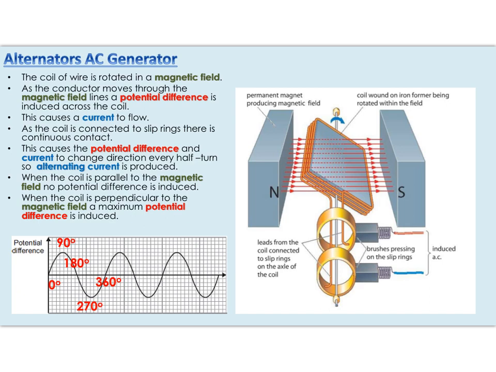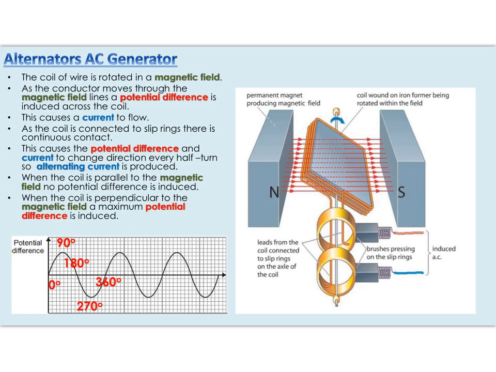As the coil is connected to slip rings, which are over here, there is a continuous contact. This causes the potential difference and current to change direction every half turn, so we get an alternating current being produced. Now you need to know that when the coil is parallel to the magnetic field, there's no potential difference induced, and when the coil is perpendicular to the magnetic field, a maximum potential difference is induced. You can see at this graph at the bottom, it's showing we've got alternating current because we've got it in the positive direction and then in the negative direction.